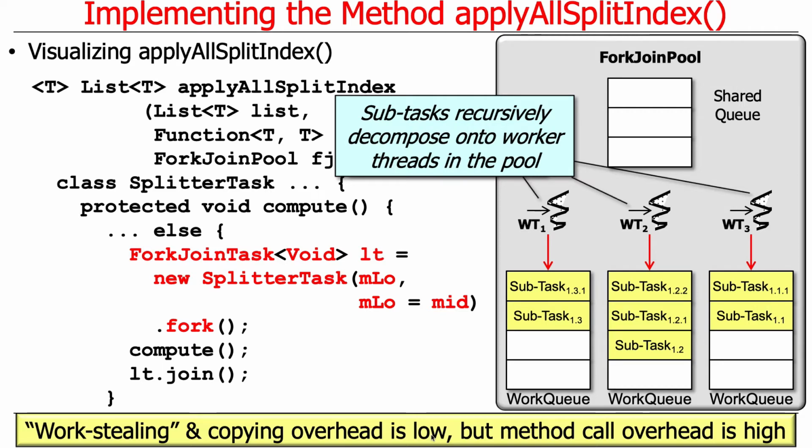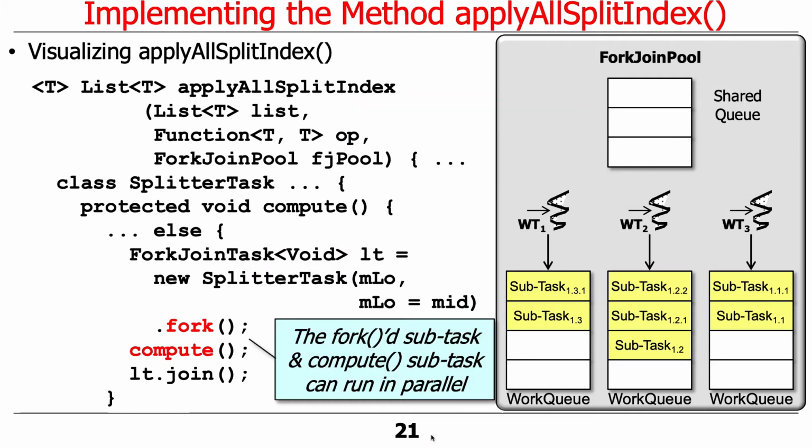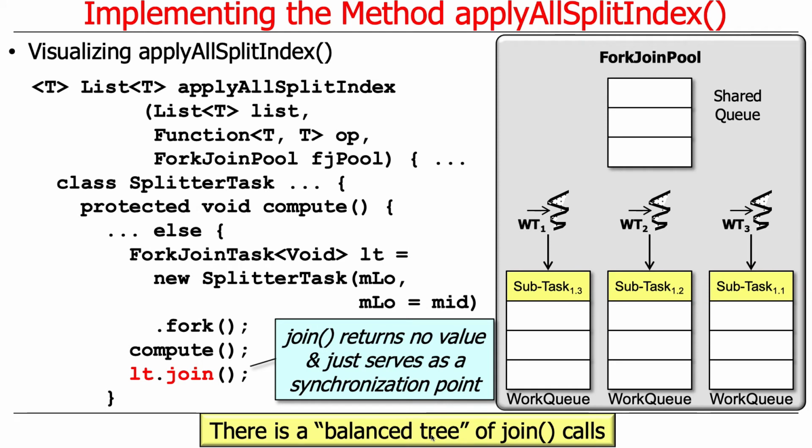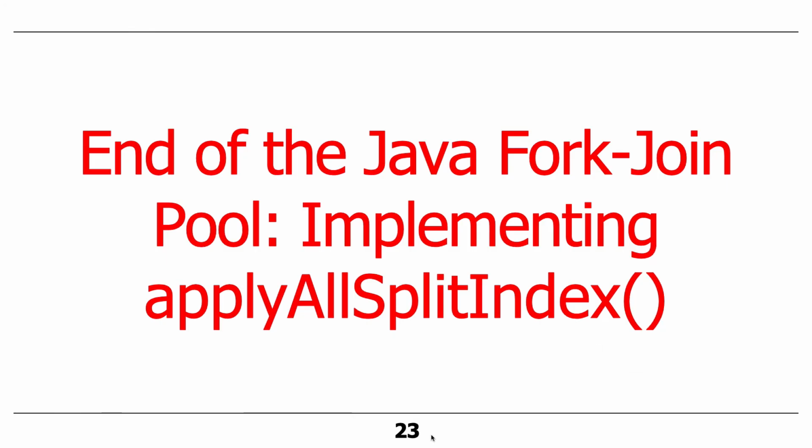There still will be some extra method calls because, of course, it's recursive, but that's probably not very significant on modern processors. And again, fork and compute should run in parallel in most circumstances. And join returns no value and just serves as a synchronization point. And the other nice thing about this is there's a nice balanced tree of join calls, so that's also going to be more efficient than the original applyAllIter solution. Okay, so that's an overview of applyAllSplitIndex.